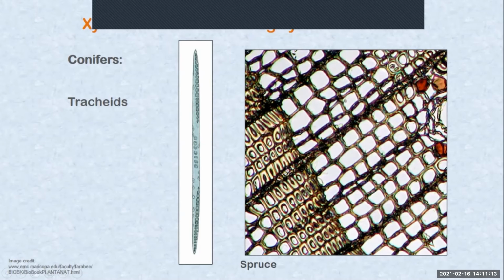So here's a cross section of a spruce tree that's showing tracheids. And so there's an opening, these are dead cells. And so they are open and the water can flow through these cells. And you'll notice that the cell walls are quite thick on tracheids.